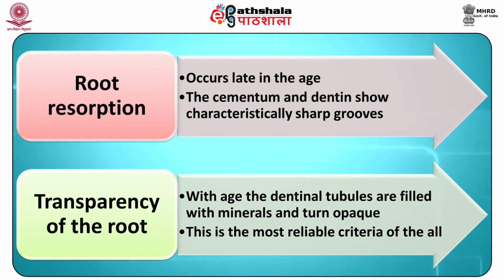Then transparency of the root. This is the most reliable of all these 6 criteria. If I tell you out of these 6 criteria which is the most reliable, the single most reliable criterion is the transparency of the root. What happens with the age? The dentinal tubules are filled with the minerals and then they turn opaque.